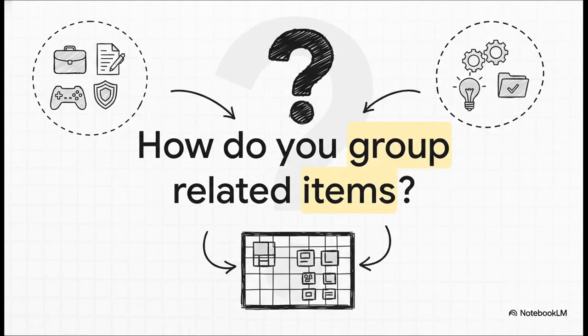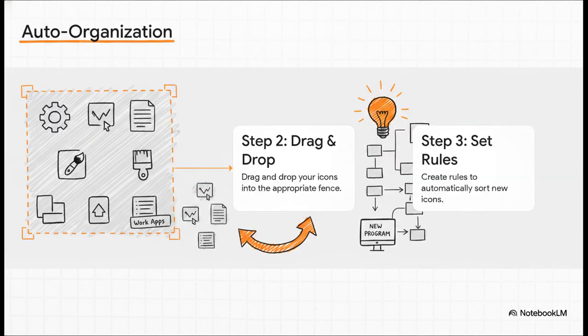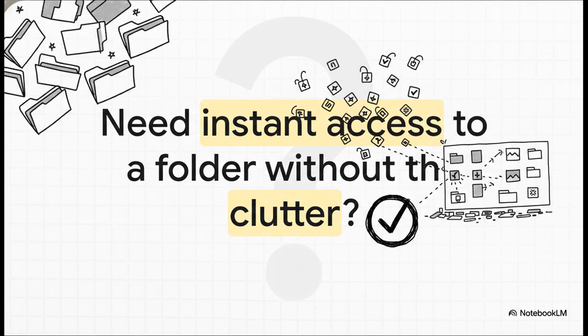First things first, let's tackle the biggest problem. You've got icons for work, icons for games, icons for that project you're working on. How do you stop them from just turning into one giant confusing pile? Well, it starts out super simple. You just draw a box, that's a fence, on your desktop and give it a name, like Work Apps or Current Projects. Drag your icons in and bam, instant organization. But the real magic, the part that saves you so much time, is step 3. You can set up rules. So any new program you install or screenshot you take just automatically flies into the right fence. It organizes itself.